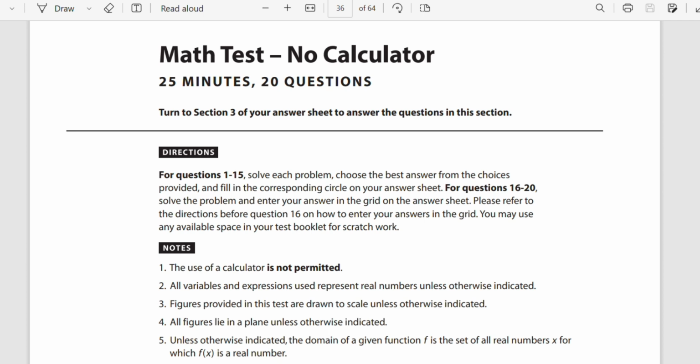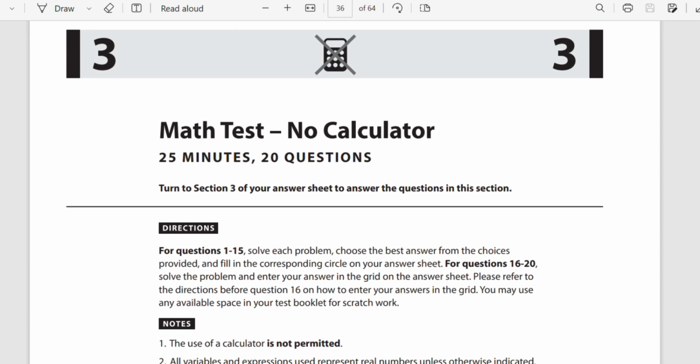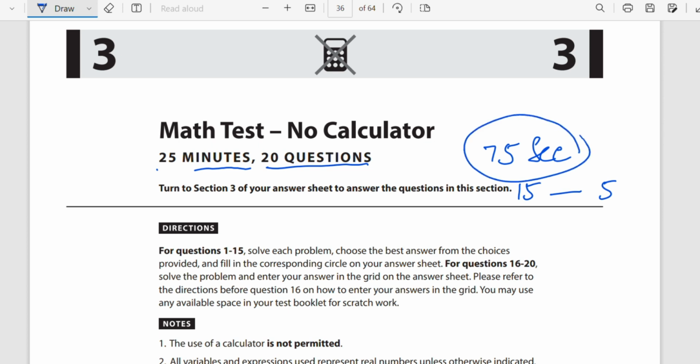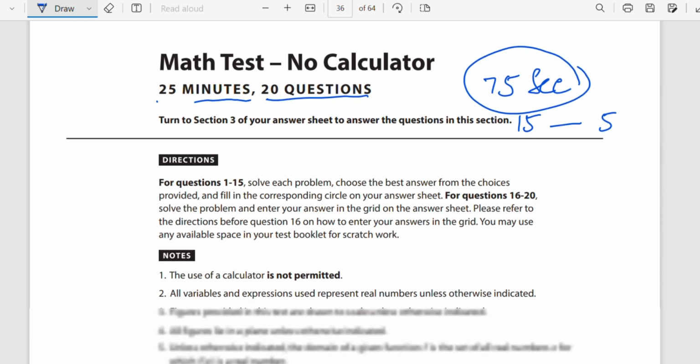Today we are going to solve section 3 of mathematics, which is the non-calculator questions, and we have 25 minutes for 20 questions, nearly 75 seconds for each question. This section is divided into two parts. Nearly 15 or 16 questions are MCQs and 5 questions are grid-in questions in which no option is given to you. So keep it in your mind, only 75 seconds are available to solve one question.